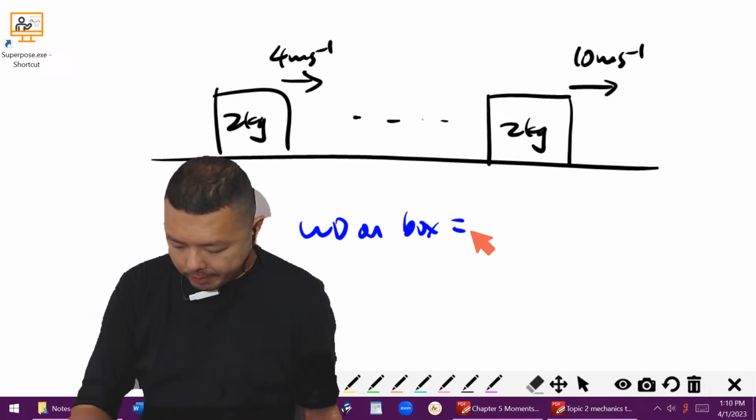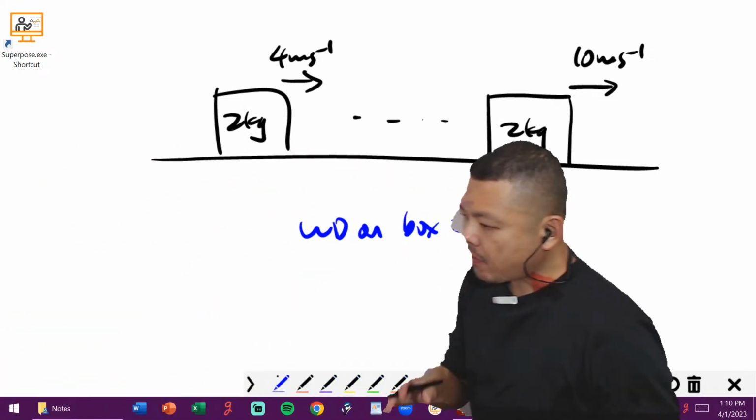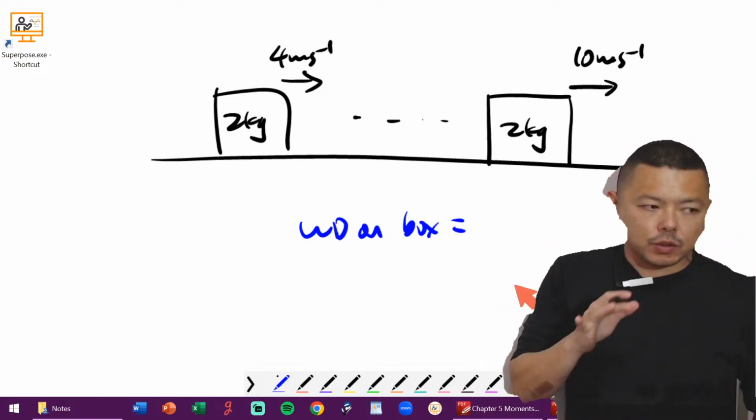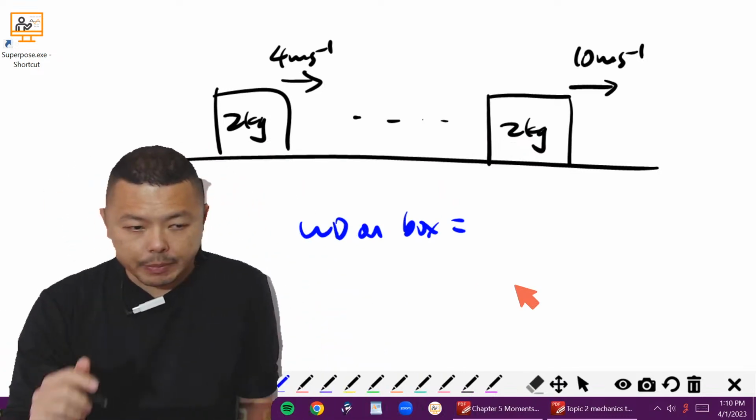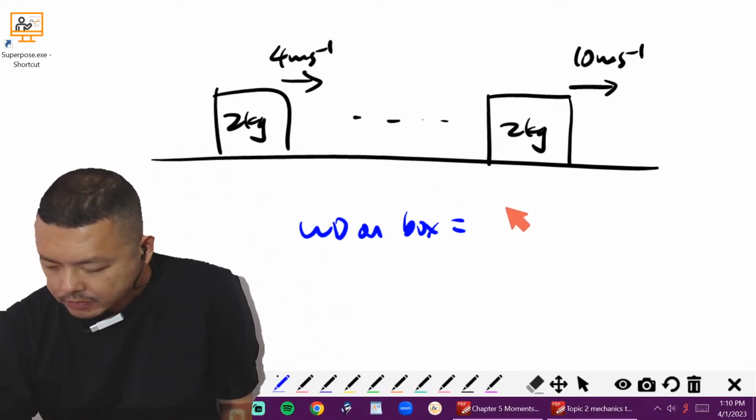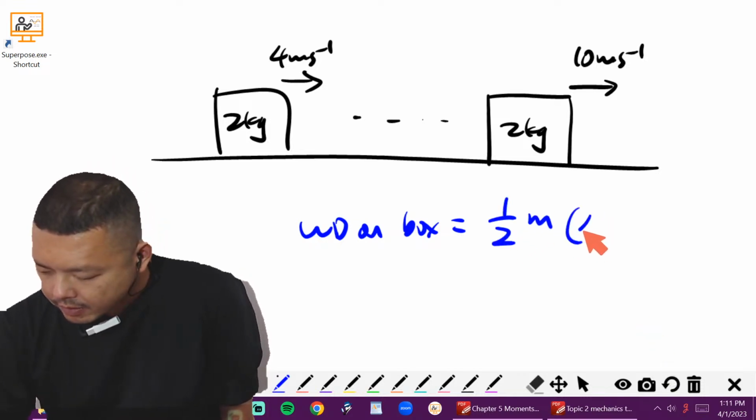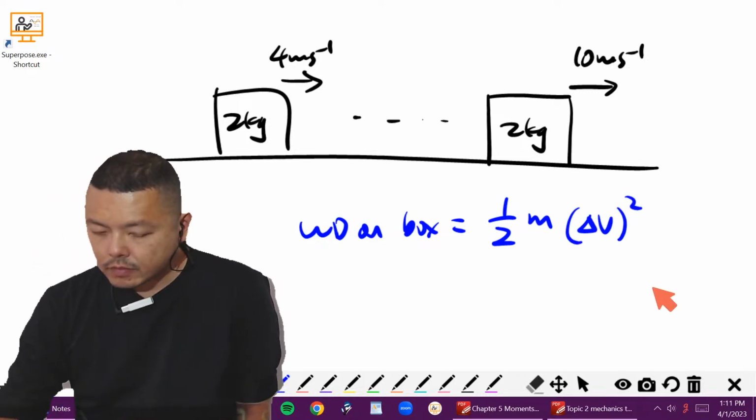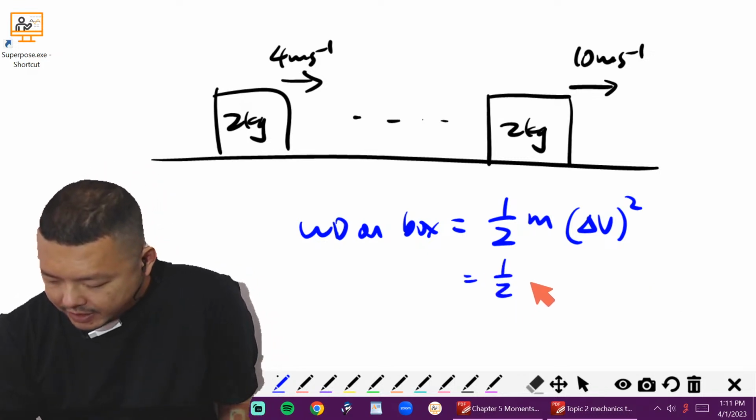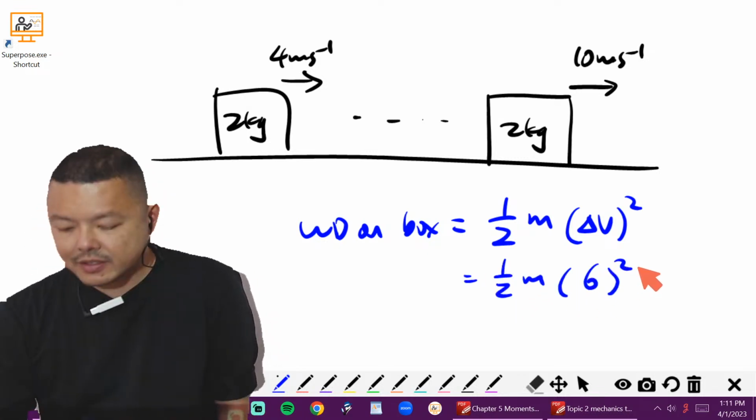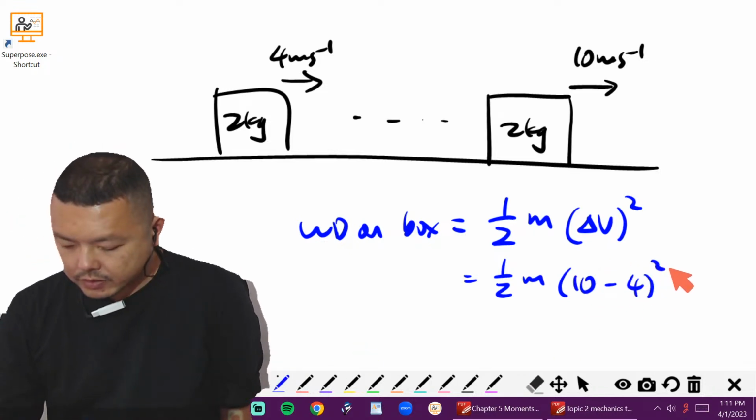24 joules? 84 joules? All right. So the important thing I want you to learn here is this. I'm going to write down something. Don't write this down, I'm just going to show you this. Some students will do this: half m del v squared. They will say half m 6 squared, because 10 minus 4. So they might do this, 10 minus 4 squared, like this.